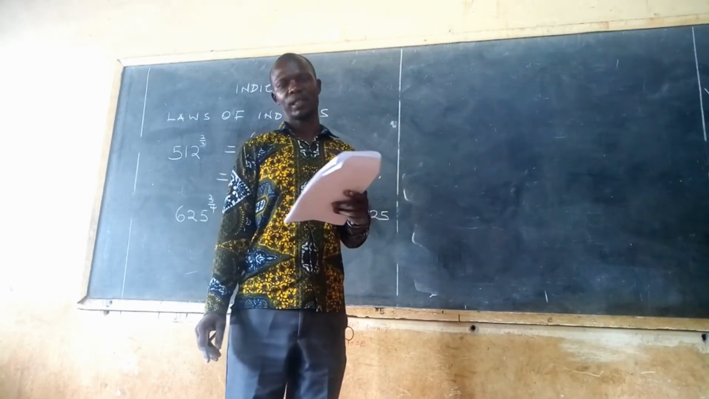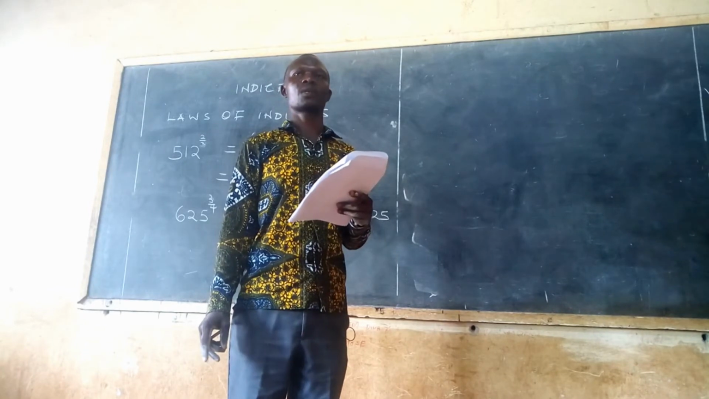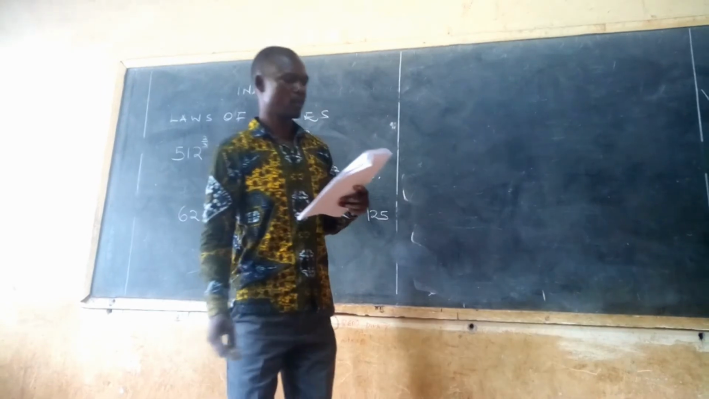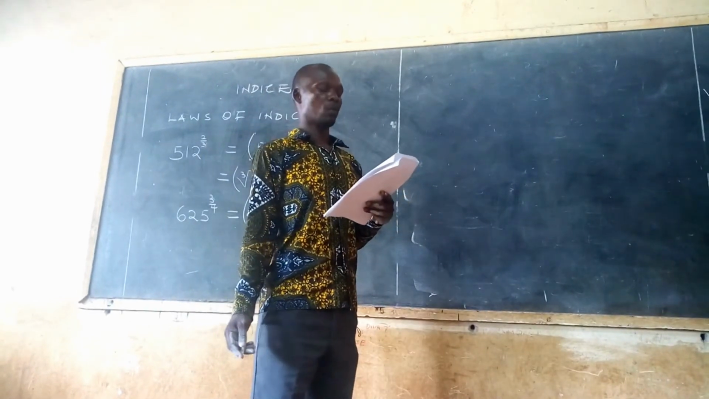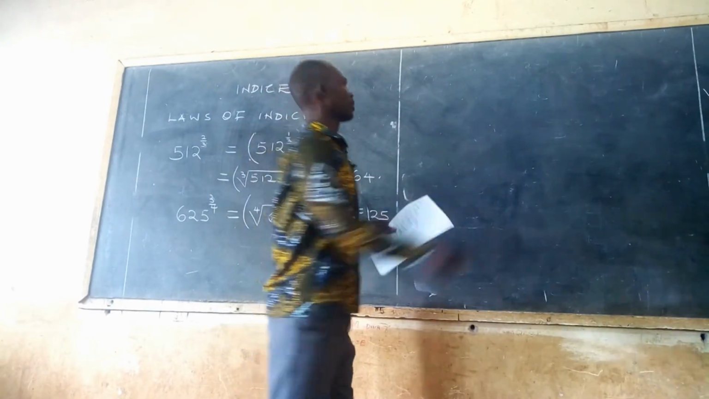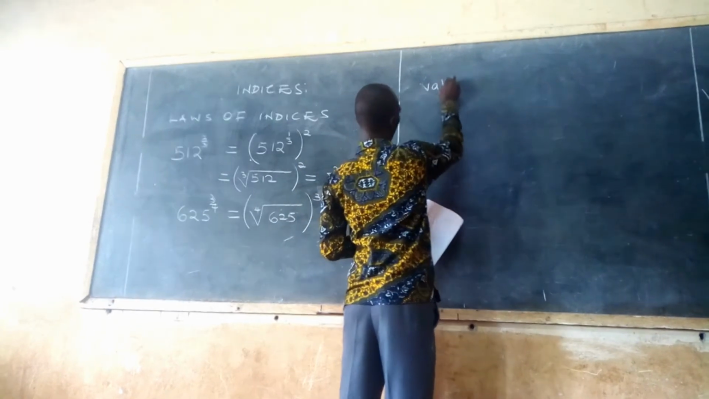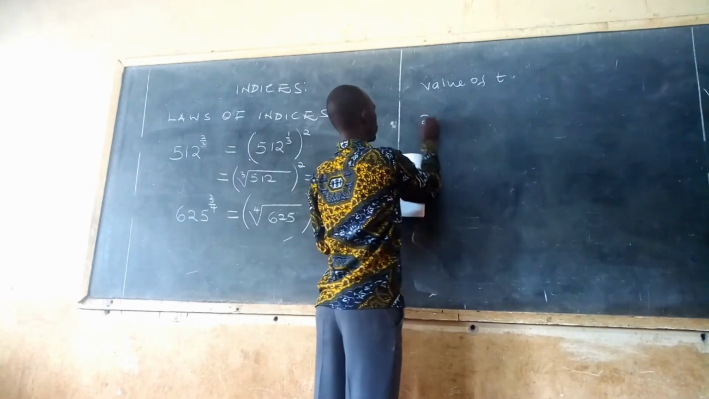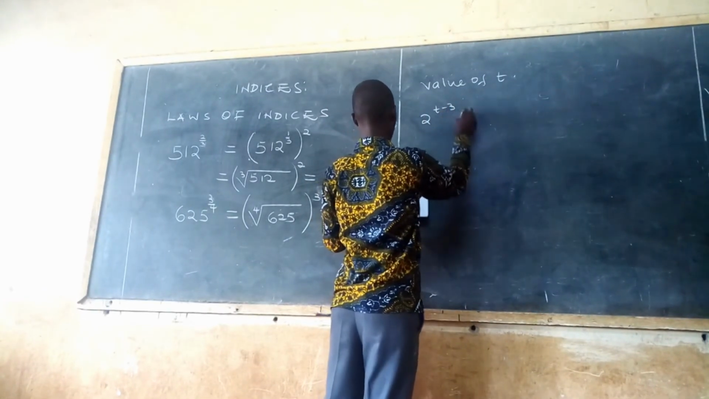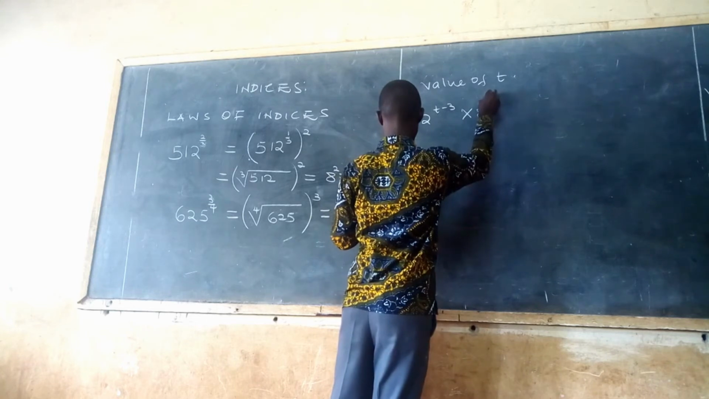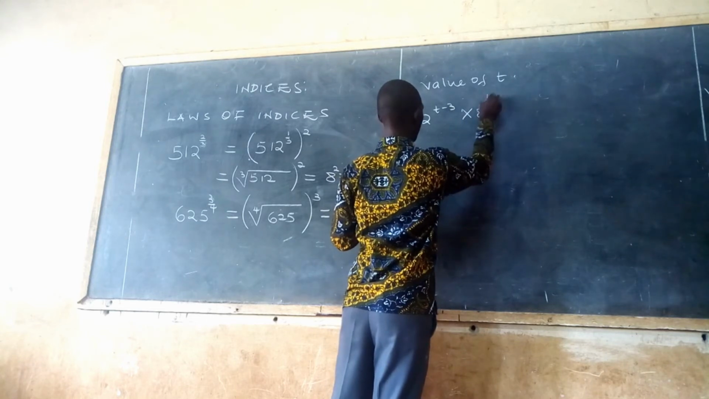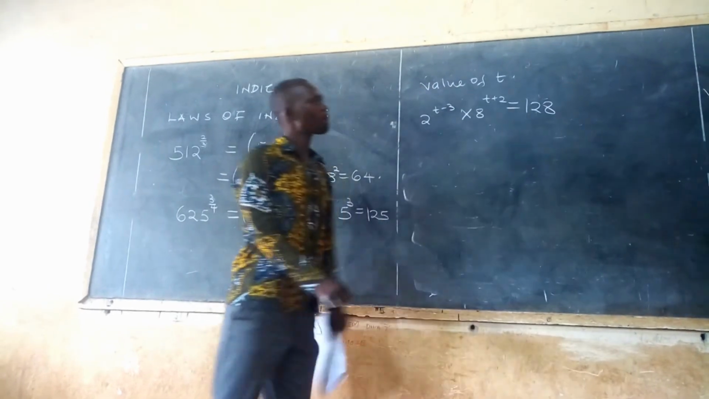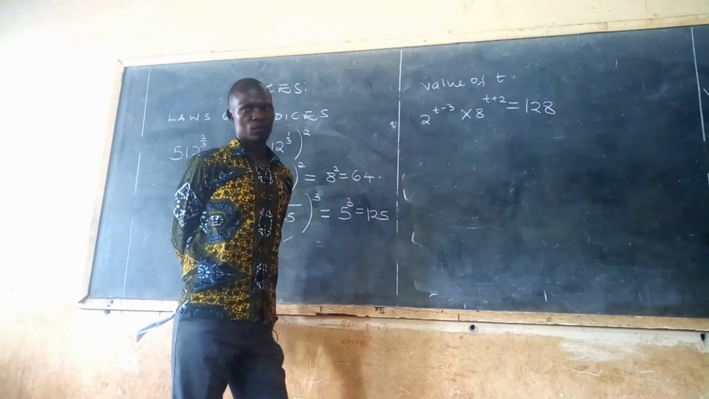Laws of indices application. Another example, and this is crucial because a number of questions revolve around this. You will be told, for example, work out the value of t. What is the value of t if 2 to the power t minus 3 times 8 to the power t plus 2 equals 128? This is a typical question you will be asked.